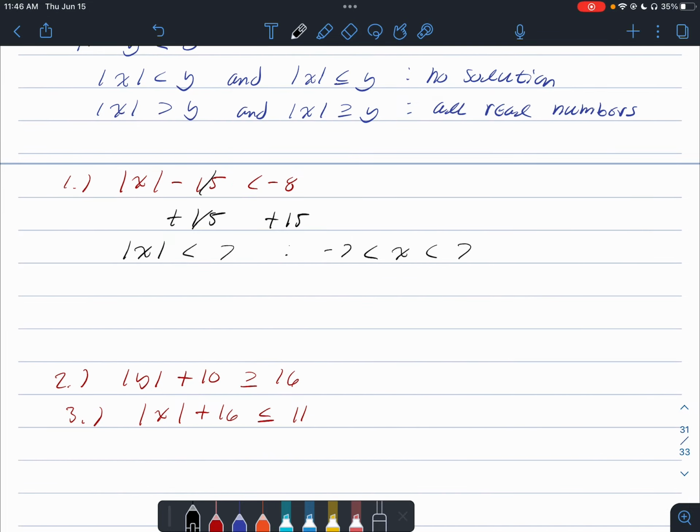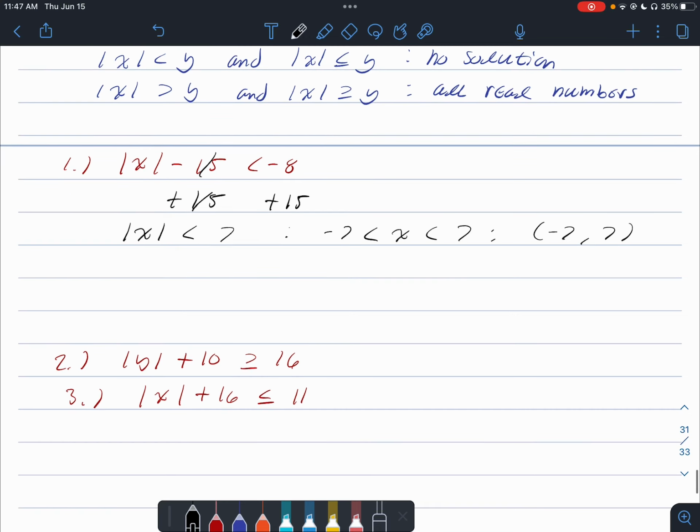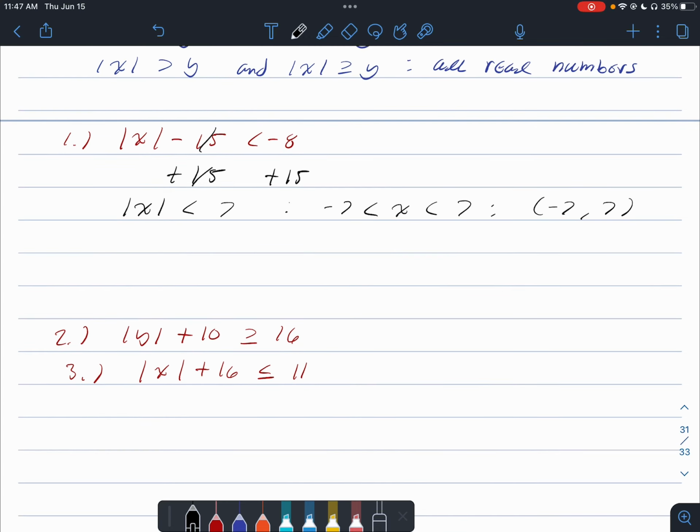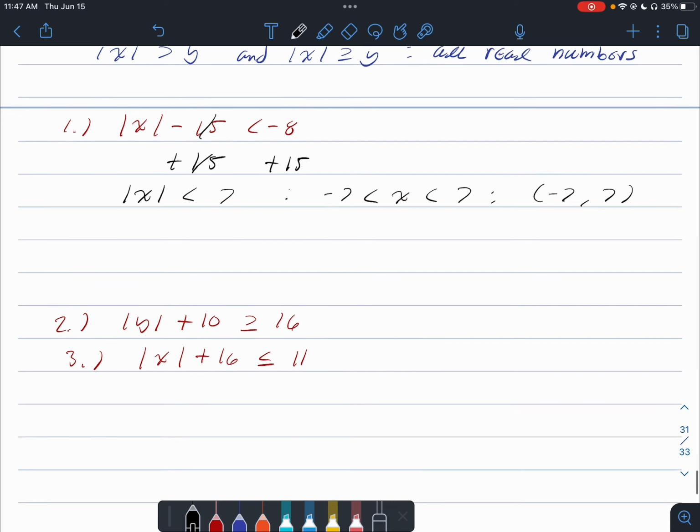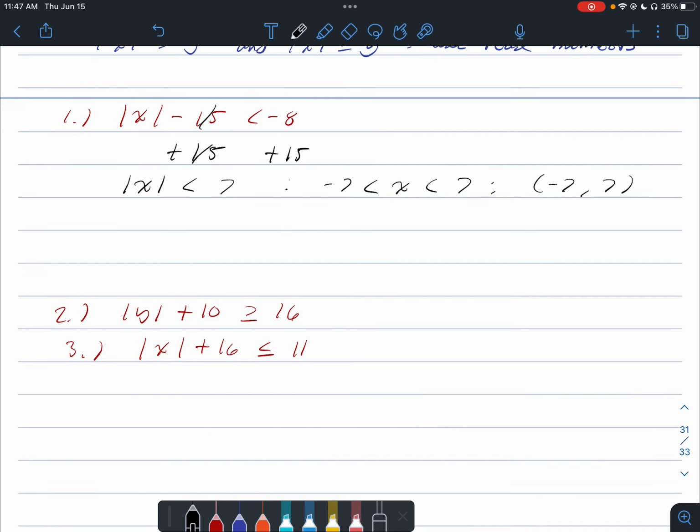Okay, so we can leave it like this, or we can write it in interval notation, and also write it like negative 7 to 7. Either of these would be fine. Okay, you can graph this out if that makes it easier to see, but either way, this is how that would look.